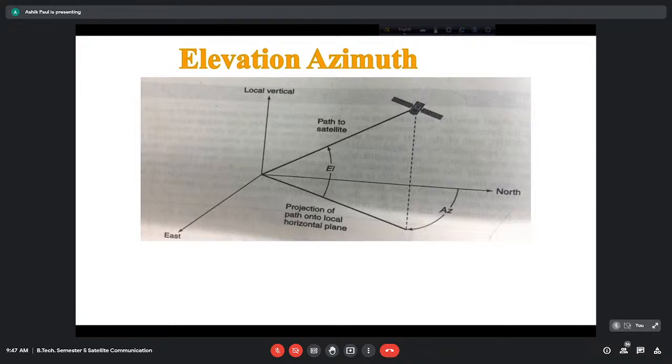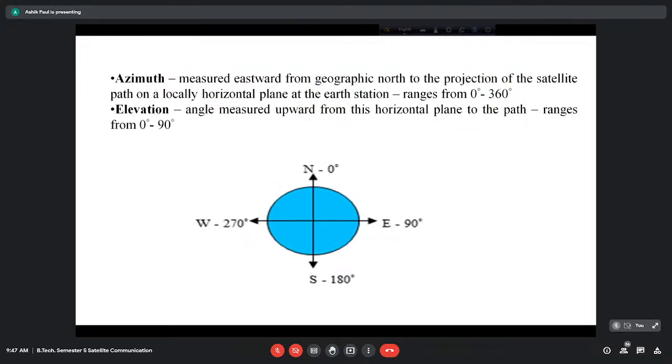So that angle is referred to as the elevation. In case of elevation, we can understand that theoretically the range could be that an object is right on the horizon, so that means its elevation is 0 degree, or it could be vertically overhead, when the elevation will be 90 degree. It cannot be anywhere outside this particular range.